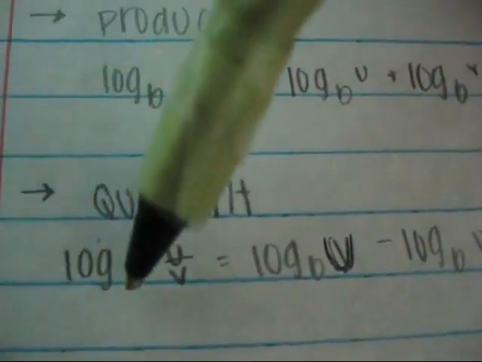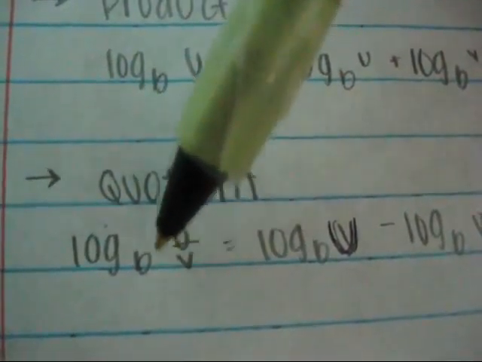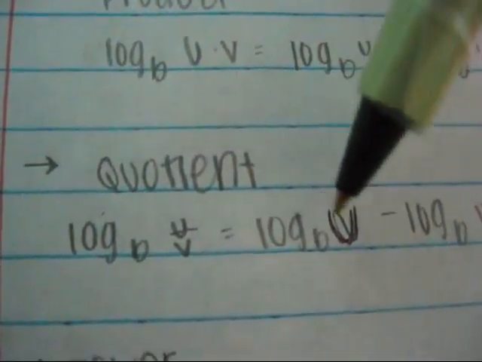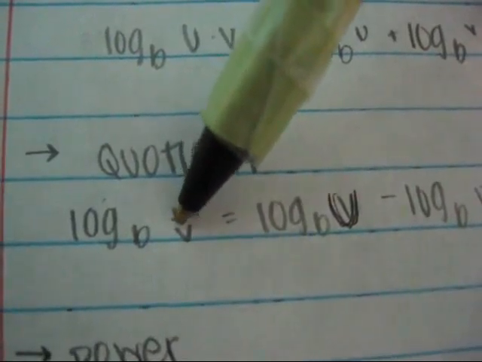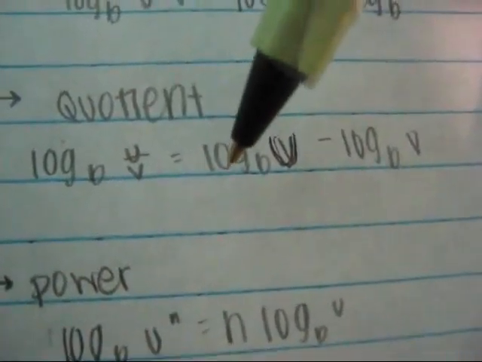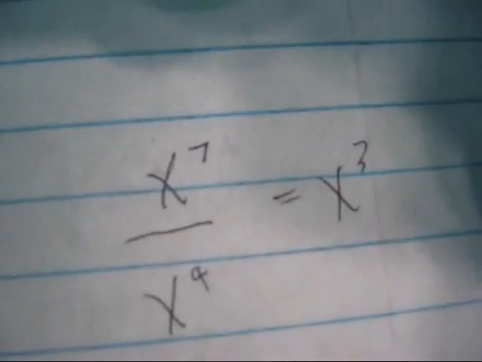Anyways, quotient property one more time. It should be log base b of u over v. So you would do log base b of u minus log base b of v, because whenever you do division, you subtract. Remember when we had x to the 7th over x to the 4th, you would get x to the 3rd, because you subtract the exponents. That's a really ugly 3, but it's okay.